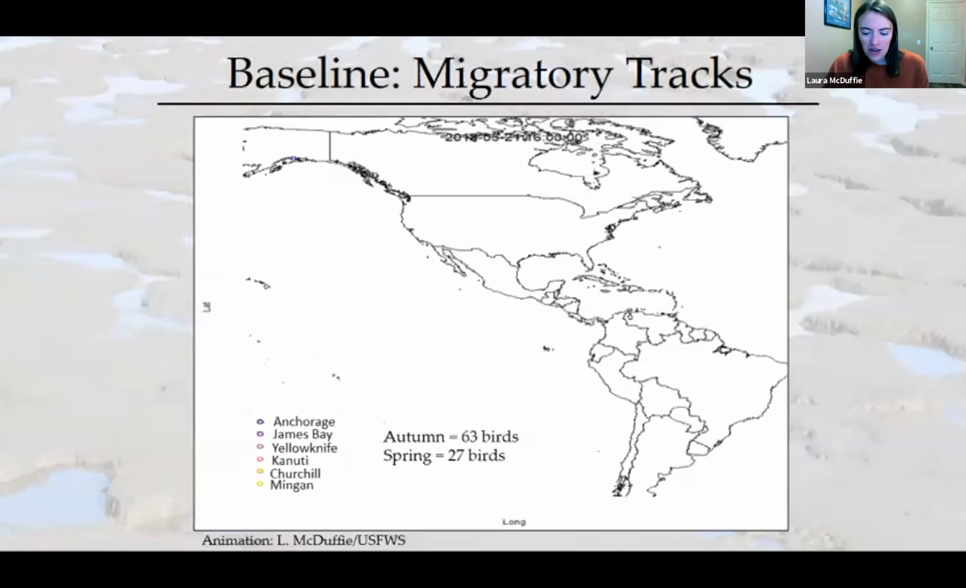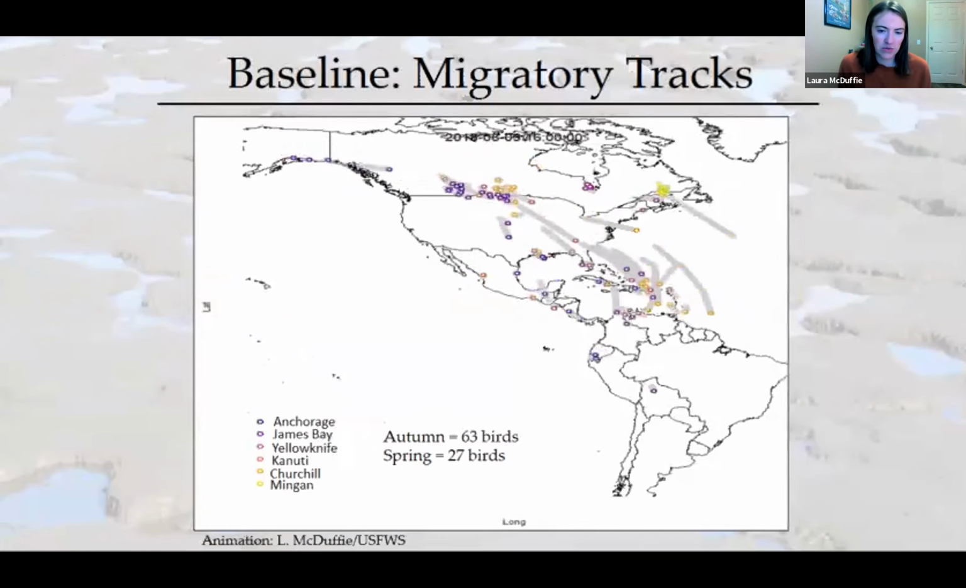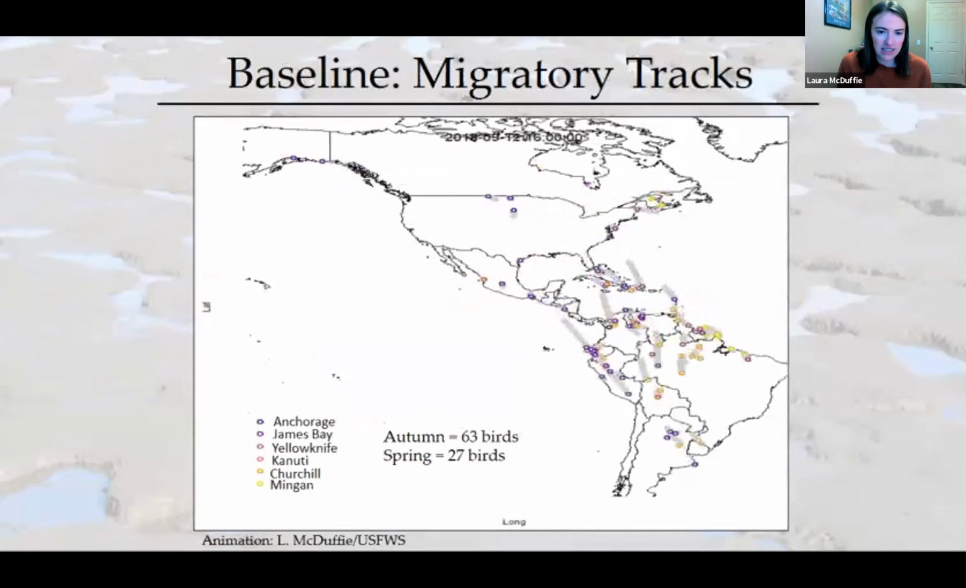So here I'm going to show you a very quick animation. These are all the individuals that we tracked in 2018, 2019, and 2020 combined. It is quick, but you can see that there are some different routes among these different breeding and post-breeding populations. In autumn, we tracked 63 individuals, and then in spring, we tracked 27 individuals. And as you can see here, again, it looks like the Anchorage birds are arriving back at their breeding sites slightly earlier than the Churchill birds.